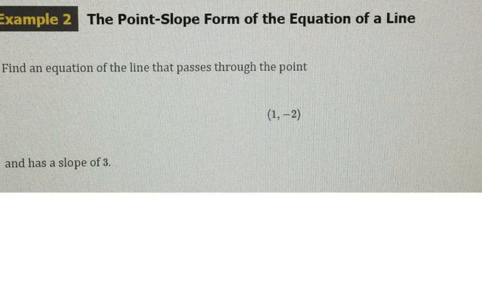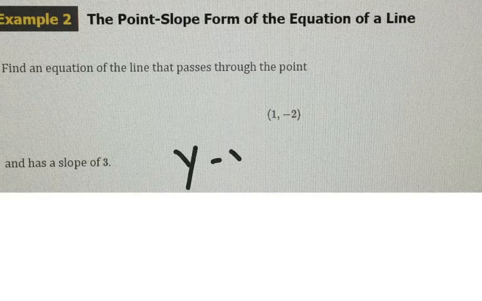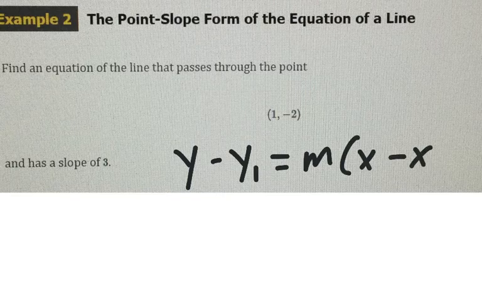So it tells us here, example 2 is to find an equation of a line passing through a point, 1, negative 2, and it has a slope of 3. So again, we have to know what point slope form is. If you don't have it memorized, you're going to have it memorized for the test. This is one that, if I know it, then you have to know it. That's one I have memorized.